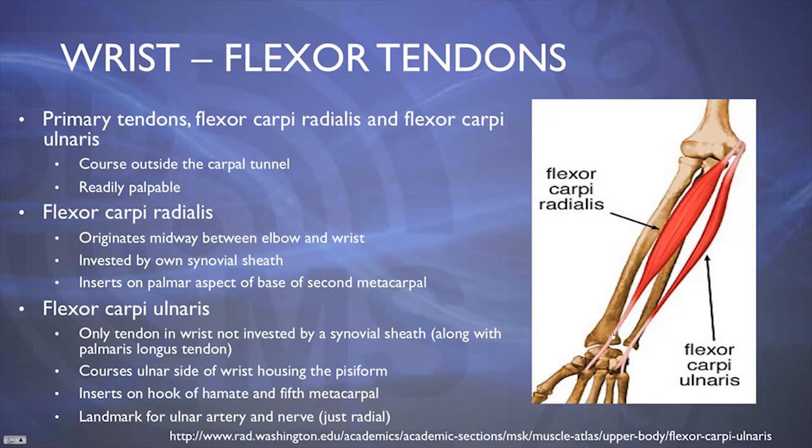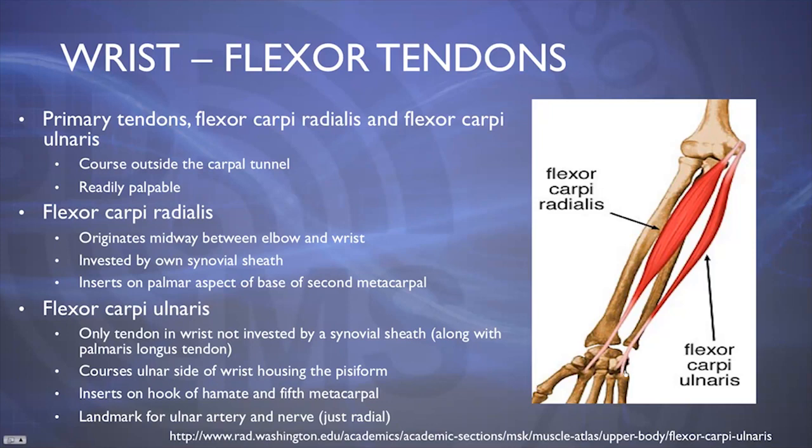The flexor carpi ulnaris is the only tendon in the wrist not invested by a synovial sheath. It courses on the ulnar side of the wrist, and it's housing the pisiform. It's going to insert on the hook of the hamate bone in the fifth metacarpal, and it's a landmark for the ulnar artery and nerve. The ulnar artery and nerve are going to be more radial to the flexor carpi ulnaris tendon.